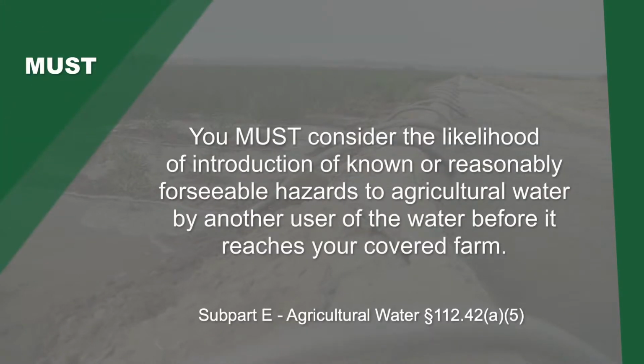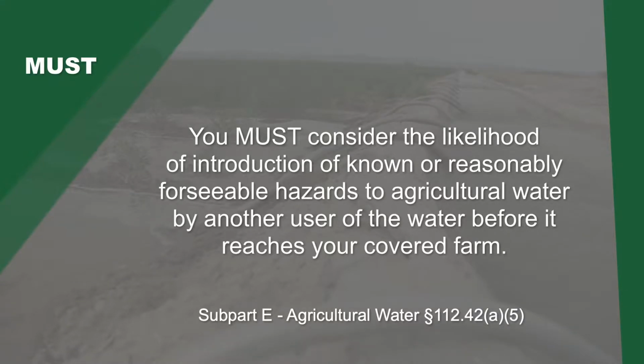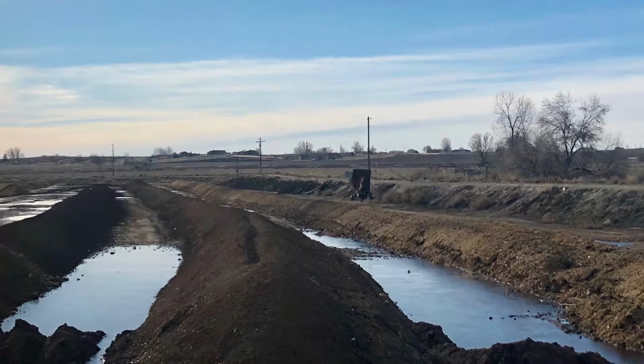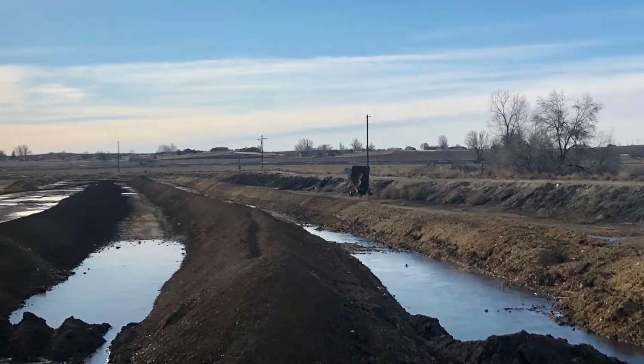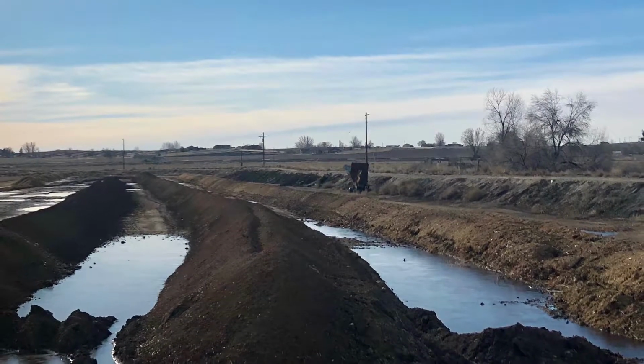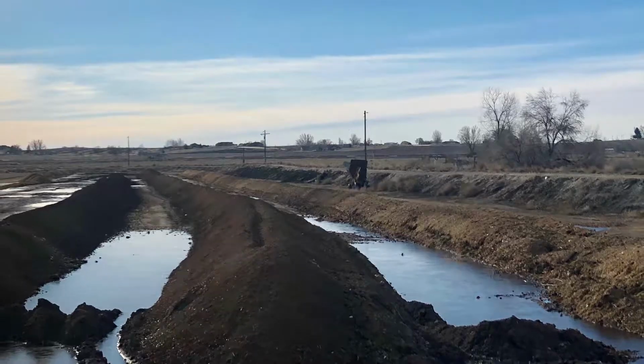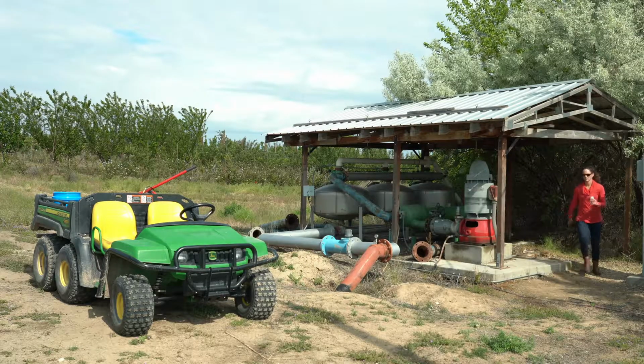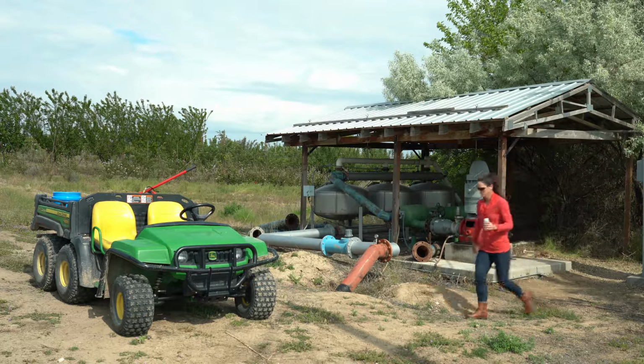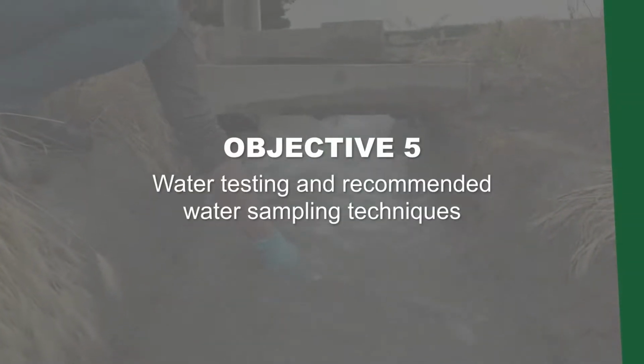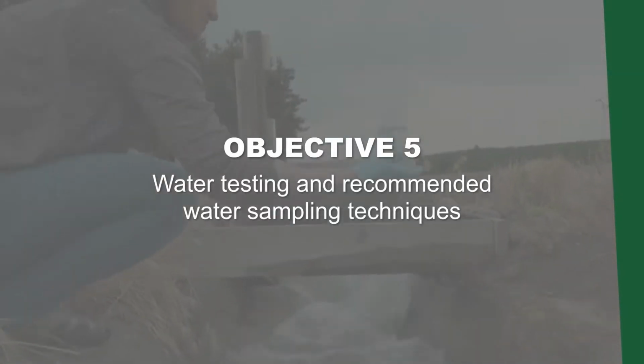Last but not least, you must consider the likelihood of introduction of known or reasonably foreseeable hazards to agricultural water by another user of the water before it reaches your covered farm. For example, if a composting operation moves in just upstream from your farm, consider the likelihood of that operation affecting the water you use. You could do this through water sampling or frequent inspections of the water source that is in your control.